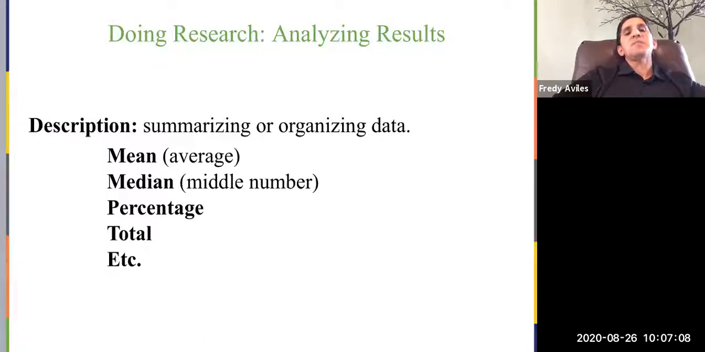Now the median is the middle number. That's a little bit hard to describe. The median basically requires that you put your scores in order, and then you pick the middle number. The median is similar to the average, except that it's just the middle number. It's whatever number's in the middle.